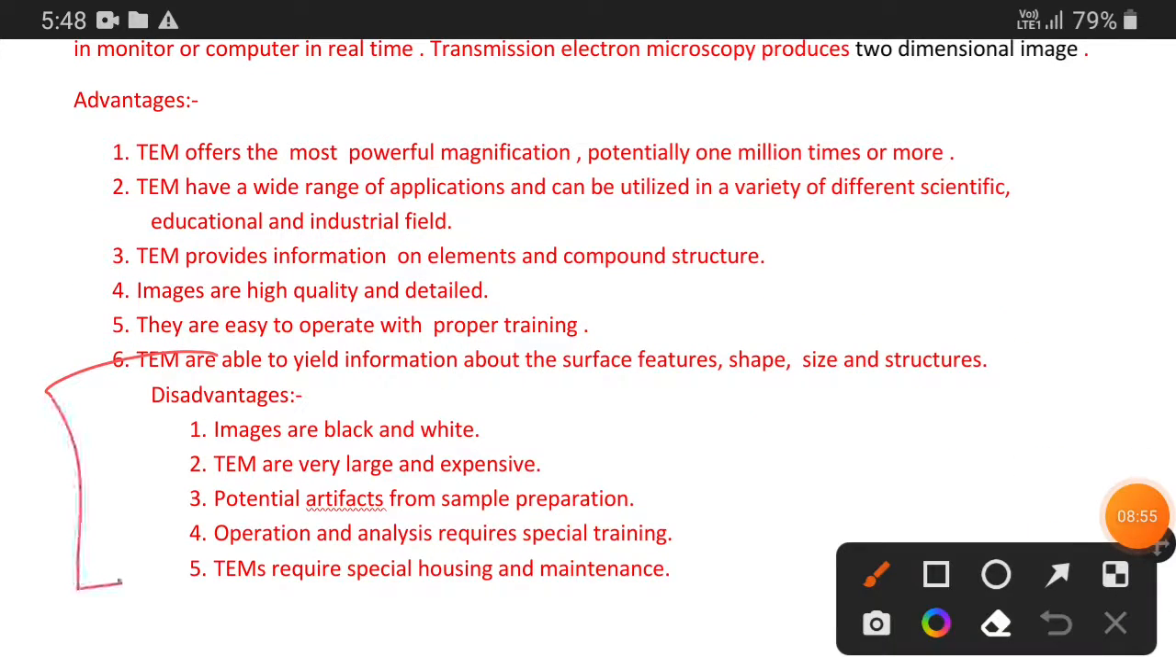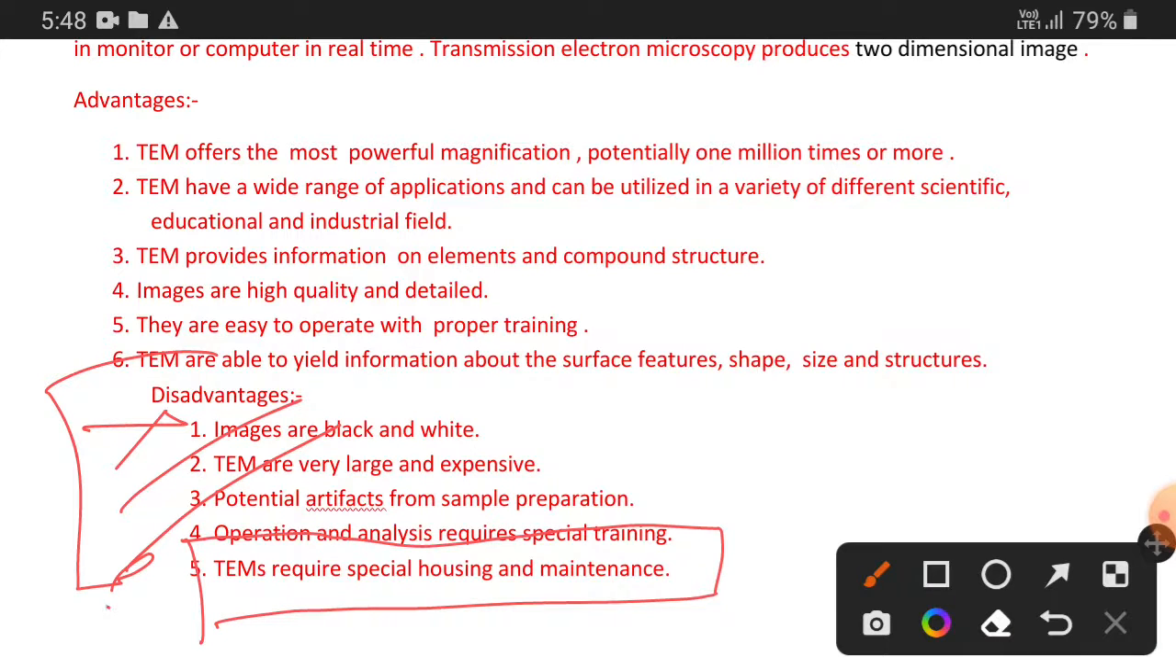And in disadvantages, another important disadvantage is that images are still black and white. Okay, and they cannot give you a 3D image, they create a 2D image. Okay, and TEMs are very large and expensive. A proper housing and maintenance is necessary for TEM.